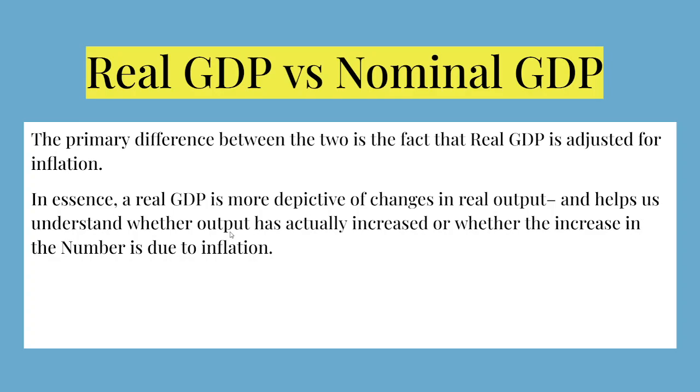Now, going on to the topic of today's video, which is real versus nominal GDP. A really simple difference between the two is just the word that precedes GDP, real and nominal. In any part throughout economics, the word real always implies that the value has been adjusted for inflation. And hence, we can conclude that real GDP is more depictive of changes in real output and helps us understand whether output has actually increased, or if the increase in GDP is just due to inflation. And we'll explain that with a practical example.